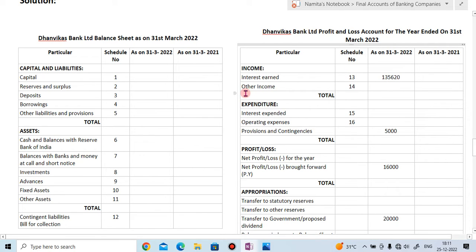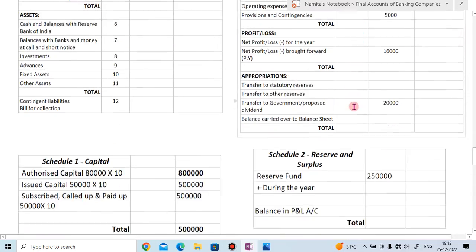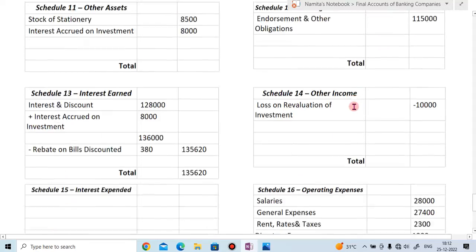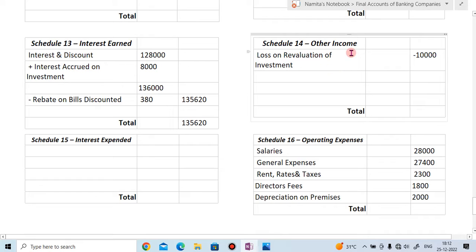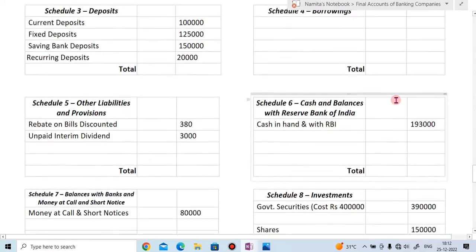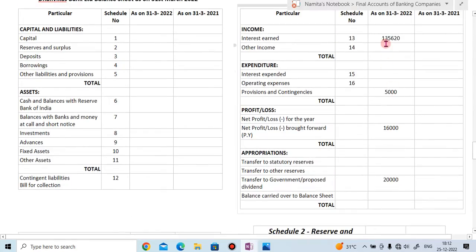Now next is other income, schedule number 14. Close schedule number 14. Now what is schedule number 14? Loss. Already it is in minus. 10,000 is the loss. So the total of schedule number 14 is minus 10,000.